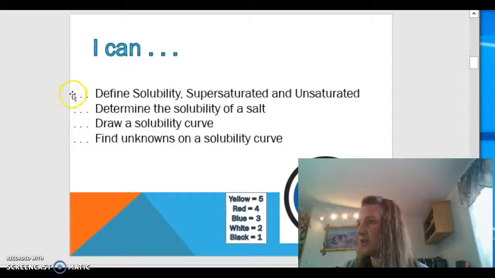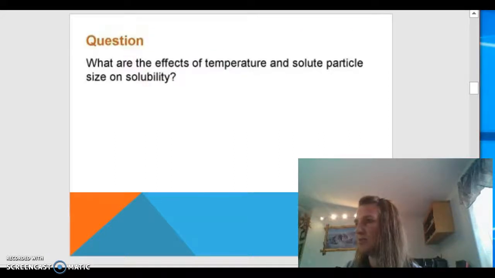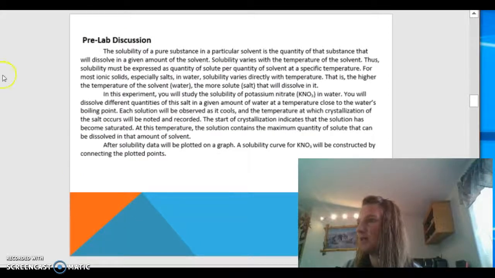The objectives for the lab are to be able to define solubility, supersaturated and unsaturated, determine the solubility of a salt, draw a solubility curve, and find unknowns on a solubility curve. There were three factors that affect dissolution, which we talked about last week. One is temperature, two is surface area, and three is mixing rate. Keep those in mind. Temperature is going to be the biggest factor that affects dissolution and solubility.